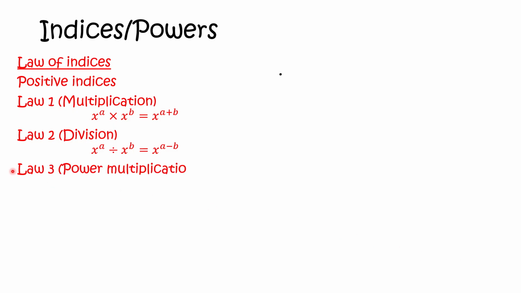Now let's move on to law number 3. This one is about the power multiplication. When do we multiply the powers? So when we have x to the a, then we have the brackets or parentheses, a power outside the brackets or the parentheses. That is the only case we multiply the indices, so that we have x to the a times b, or x to the ab.